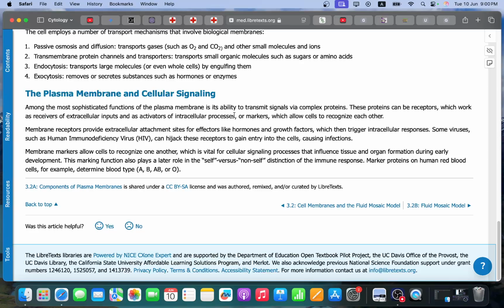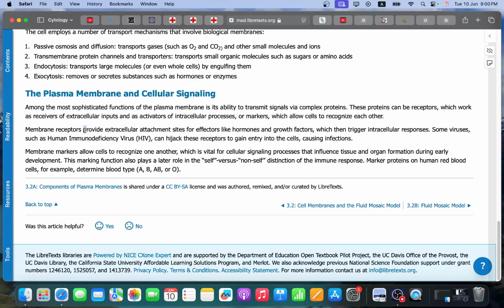Okay, this is a key line. Receptors work as receivers of extracellular inputs and as activators of intracellular processes, or markers, which allow cells to recognize each other.